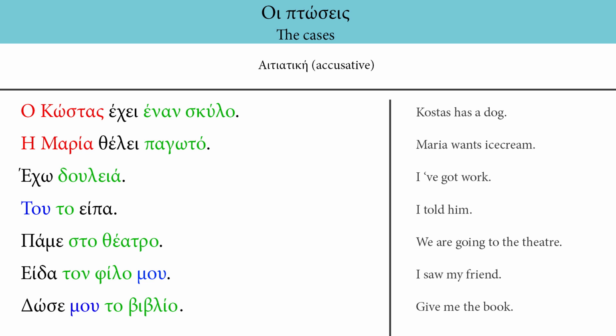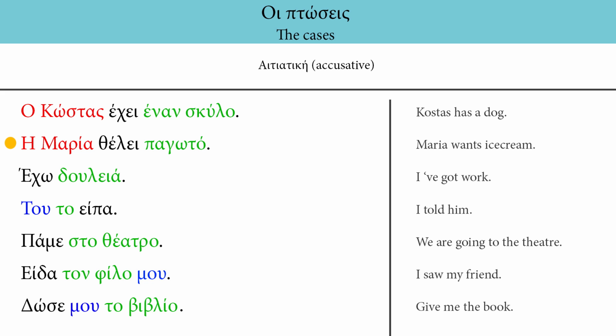Let's continue with the accusative case. Ο Κώστας έχει έναν σκύλο. Ο Κώστας, in red, is the subject of the verb. The verb is έχει, has. Έναν σκύλο, a dog. Έναν σκύλο is in the accusative case, a normal object. Έναν is the indefinite article. Η Μαρία θέλει παγωτό. Η Μαρία, the subject, θέλει, wants, παγωτό, ice cream. Again, in the accusative case.